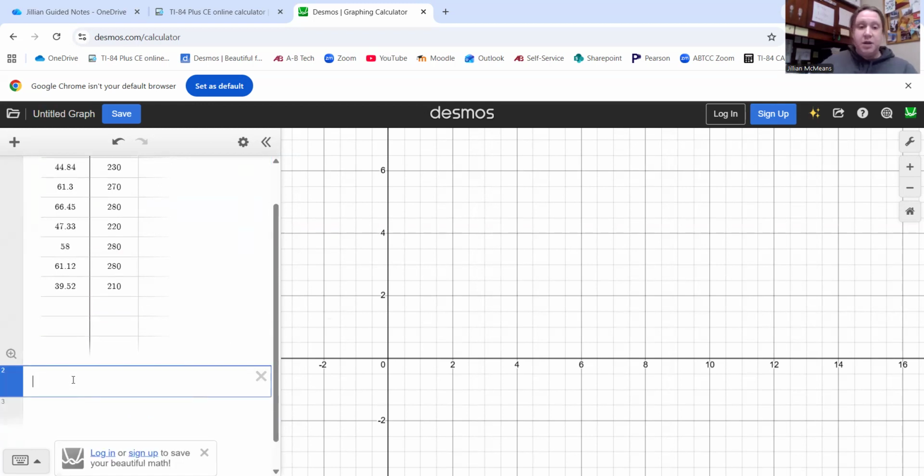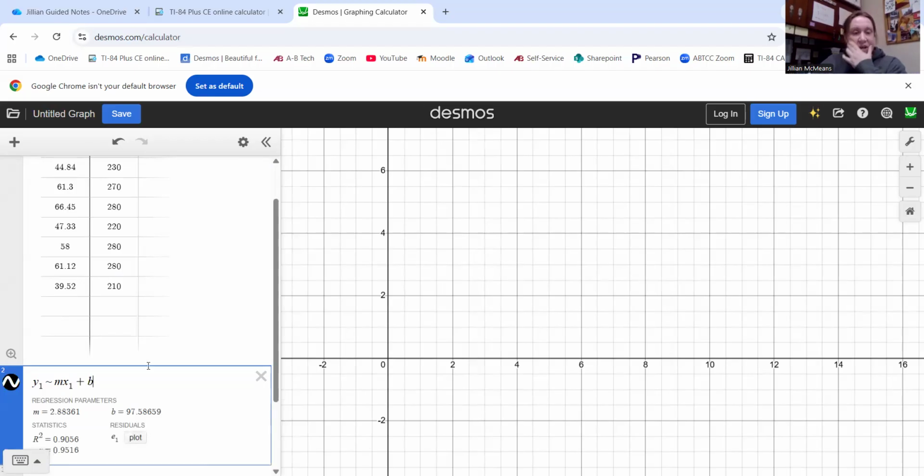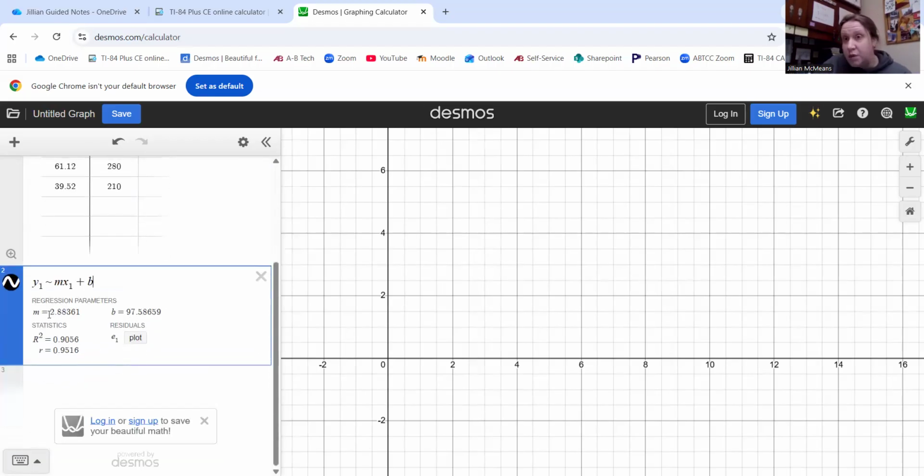For now, let's type in y sub 1, leave the subscript, the tilde, m x sub 1, leave the subscript, and then plus b. And we can see here that m, the slope, which is the same thing as a on the TI calculator, is 2.88. And the y-intercept, which is b, is 97.5. Ooh, this one says 97.59. Did I type that in wrong?